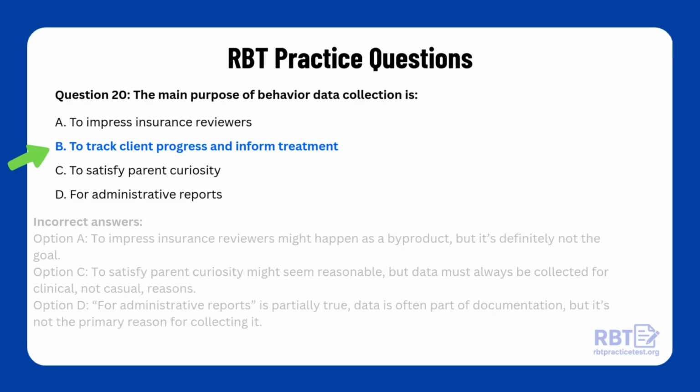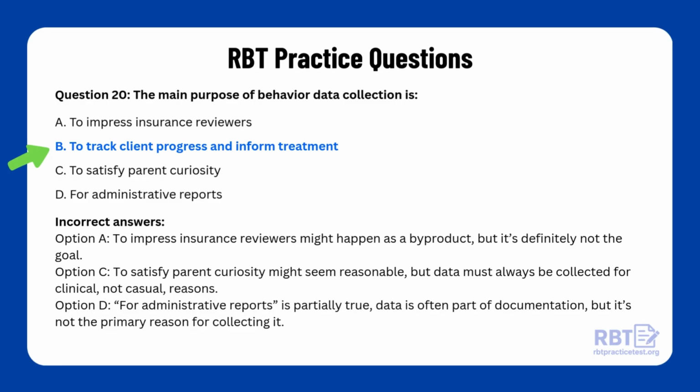Now for the wrong answers. A might happen as a byproduct, but it's definitely not the goal. C might seem reasonable, but data must always be collected for clinical, not casual, reasons. D is partially true. Data is often part of documentation, but it's not the primary reason for collecting it. So if you're trying to make real change, reliable data is essential.